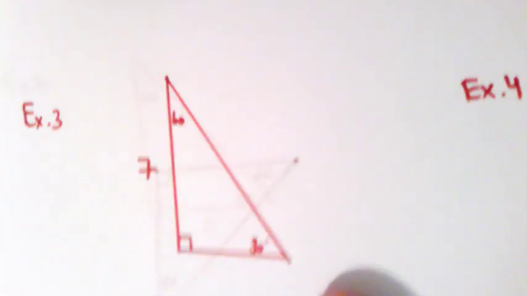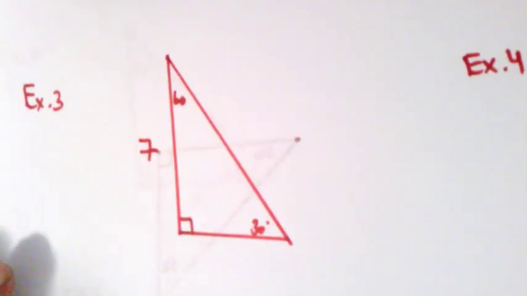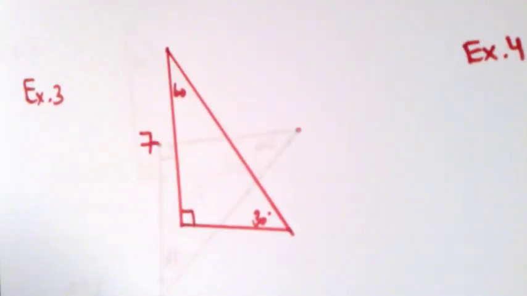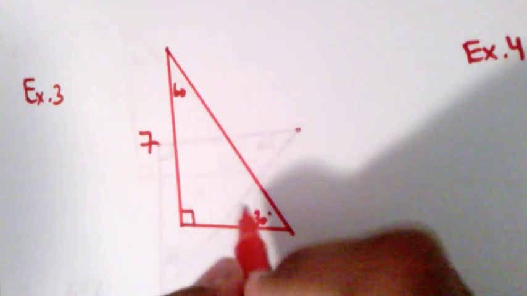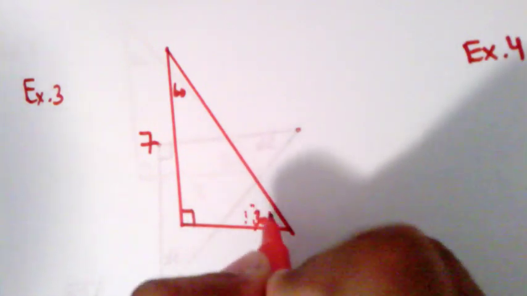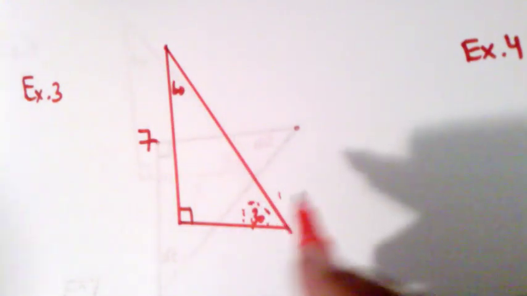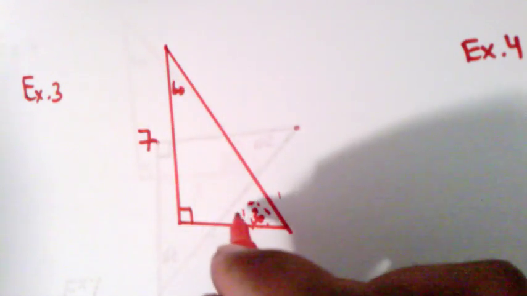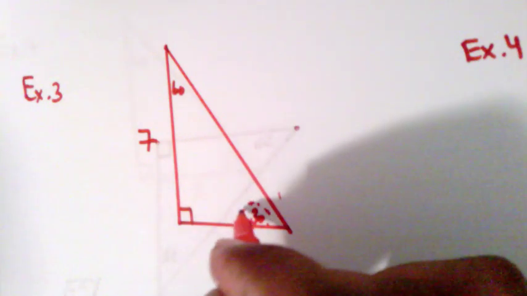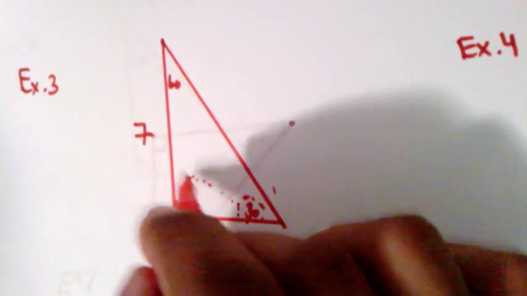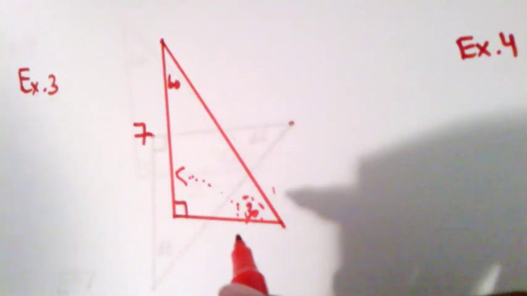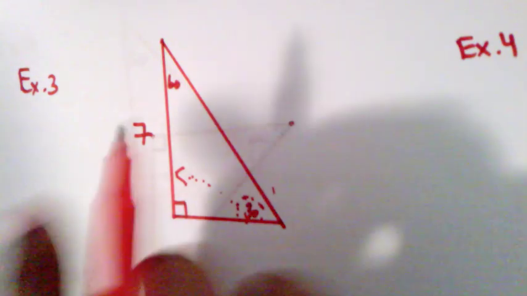Alright, example 3. Again, find where your 30-degree angle is. That's usually what you want to start with. 30, 60, 90. Here's my 30-degree angle. And I wasn't given the hypotenuse this time, right? But so what? I was given the side opposite 30 degrees. Didn't we say that the side opposite 30 degrees was half of the hypotenuse? So if this is half of the hypotenuse, this should technically be 14, right?